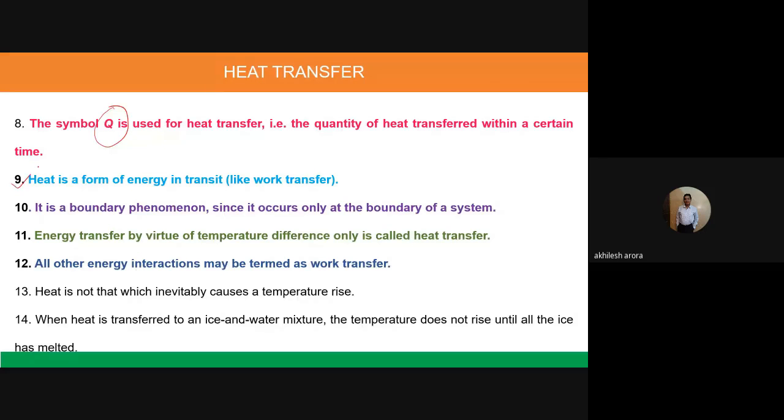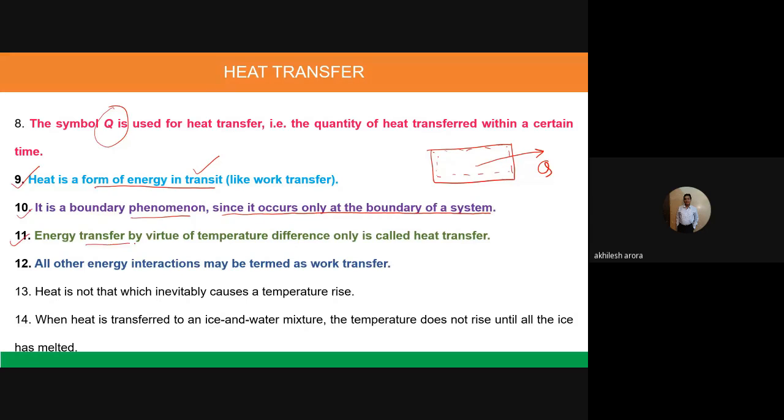Once again, heat is a form of energy in transition, as you have just seen when I have drawn this system. Suppose this is the system, and these dotted lines represent the boundary. This is the value of Q. You can see the heat is actually leaving the system boundary, it is crossing the system boundary. So it is energy in transition. It is a boundary phenomenon since it occurs only at the boundary of a system.